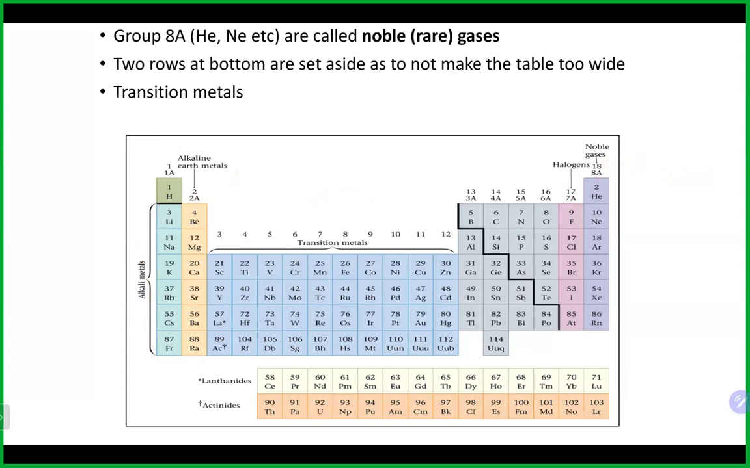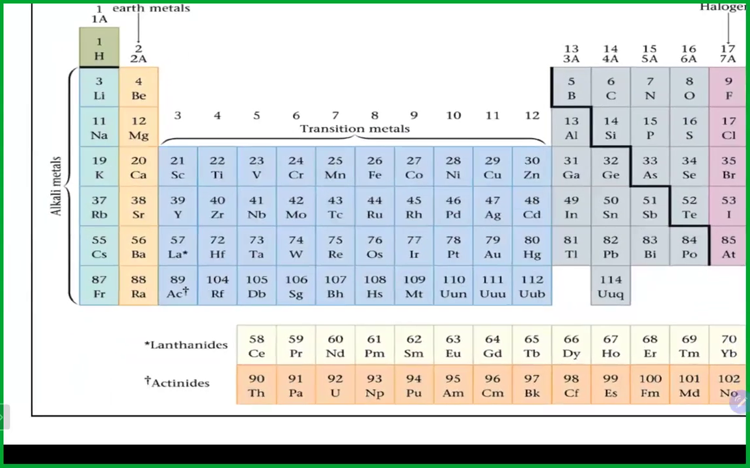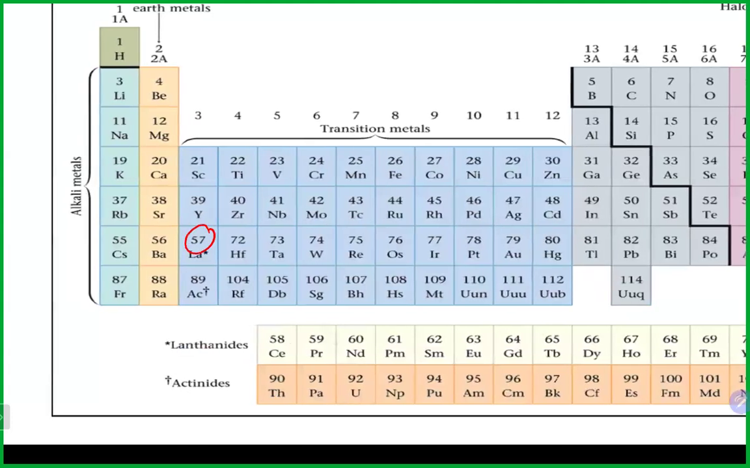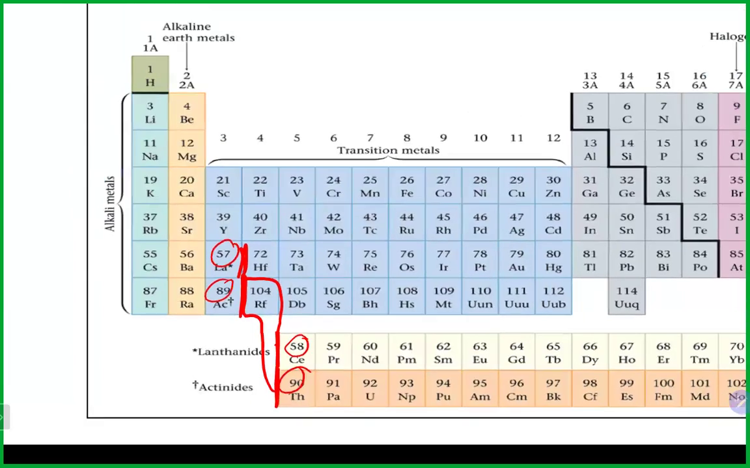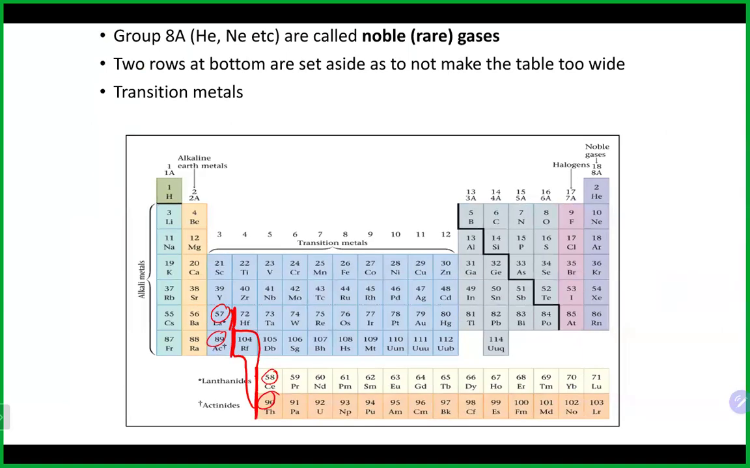The 2 rows at the bottom, like I mentioned before, are set aside so your periodic table is not too wide. But if you follow the actual numbering here, we've got 57 and then 58. So that row actually goes right there. Then we have 89 and 90, and that row actually goes in there. So those are where those elements should actually go.